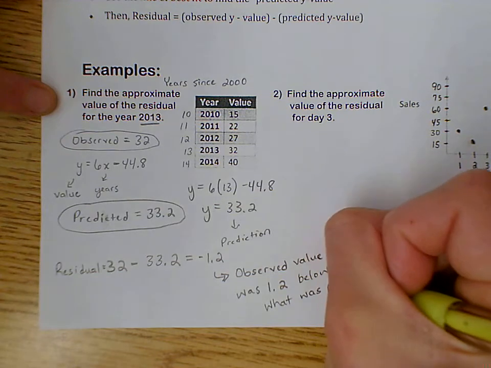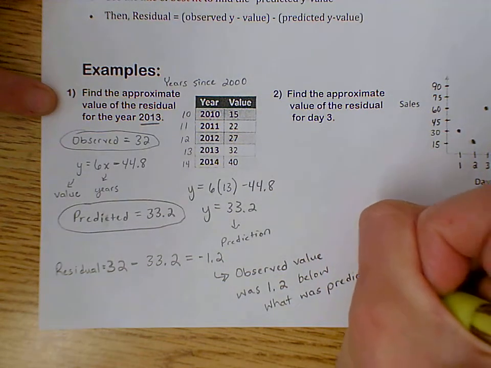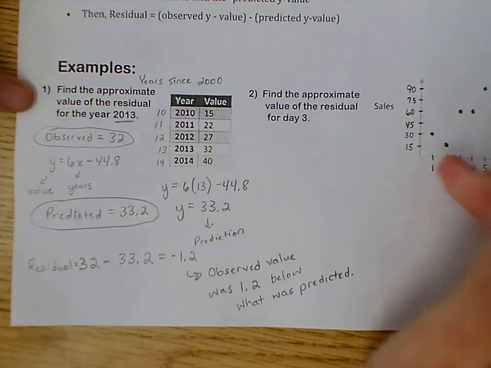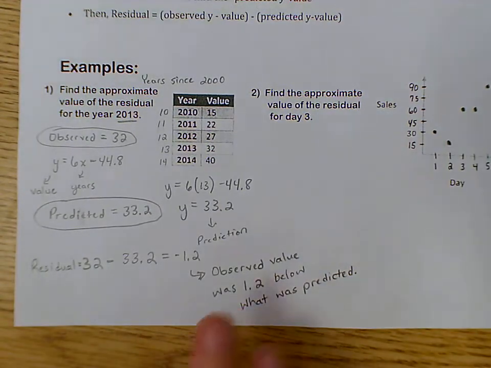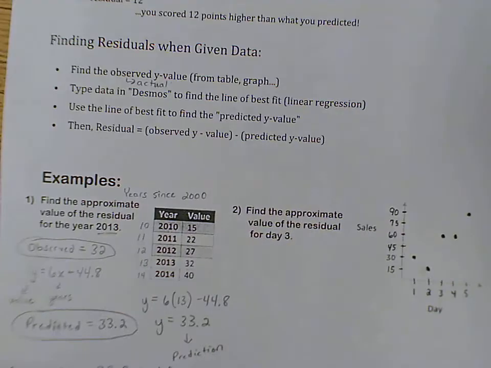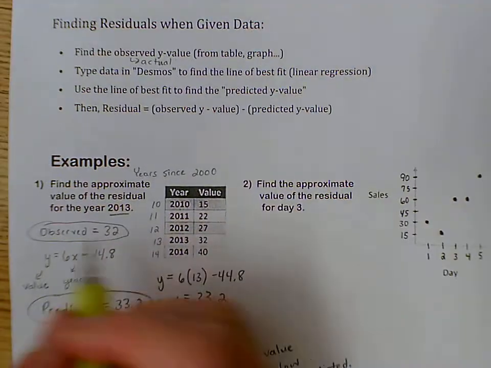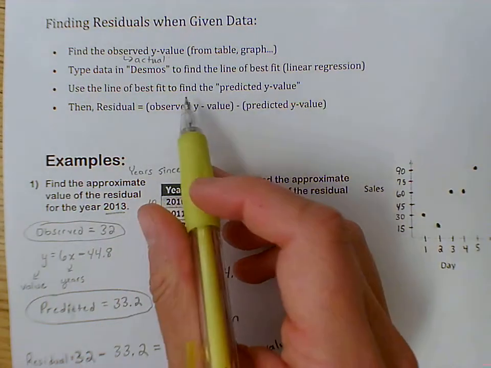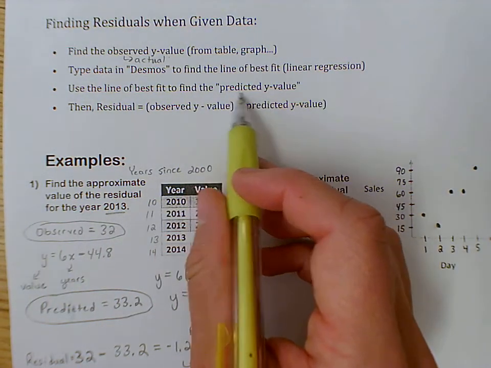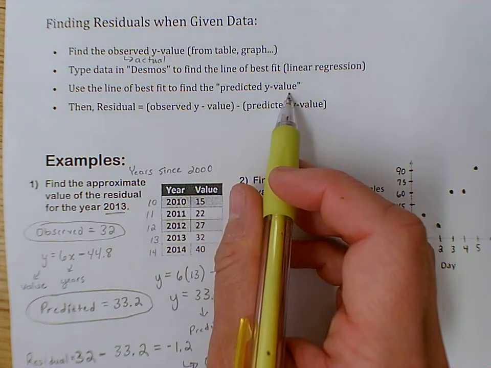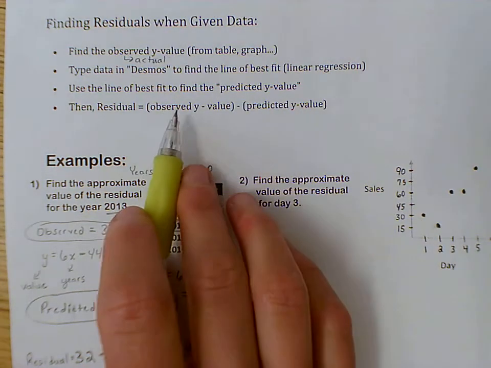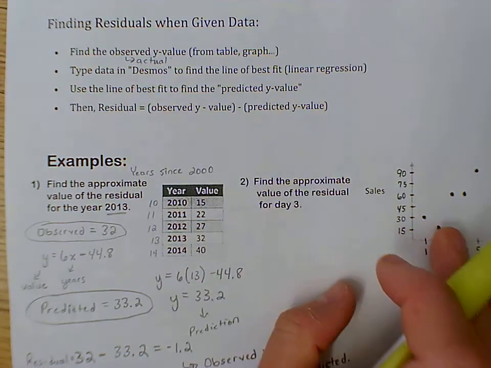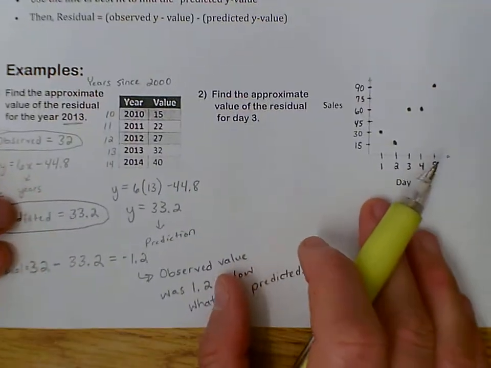So if it's negative, that means that what actually happened was lower than what we would predict to happen. Okay, so that's the process. You start by finding the observed from the table. You use Desmos to find the line of best fit, and then use the line of best fit to find the predicted value, and then you subtract the observed minus the predicted, okay? So let's do one where it gives you a graph, okay?